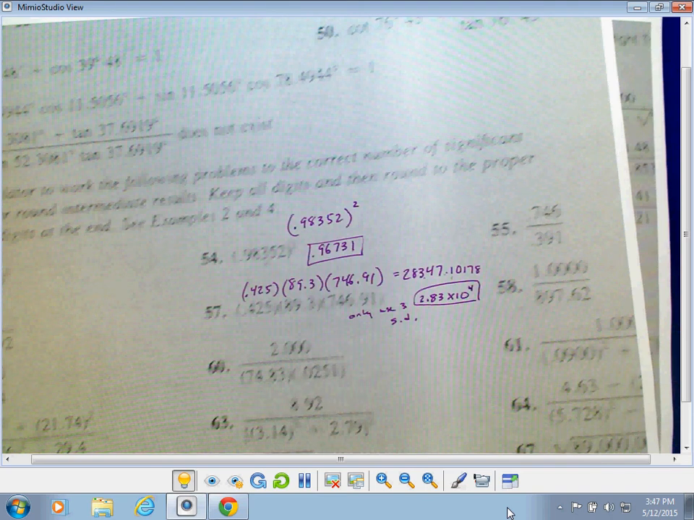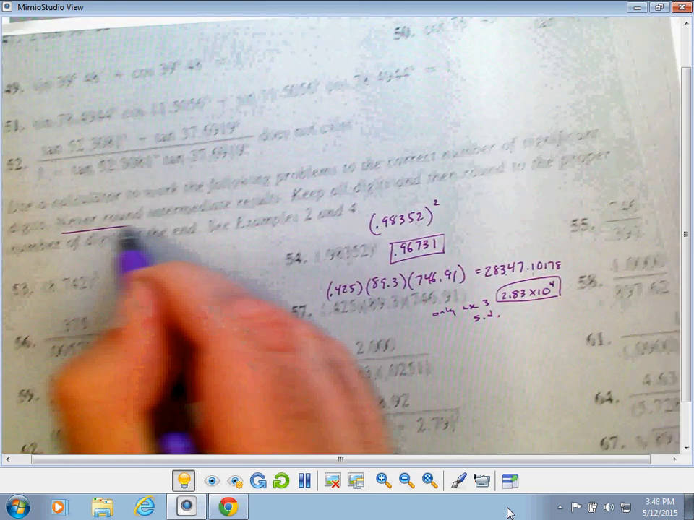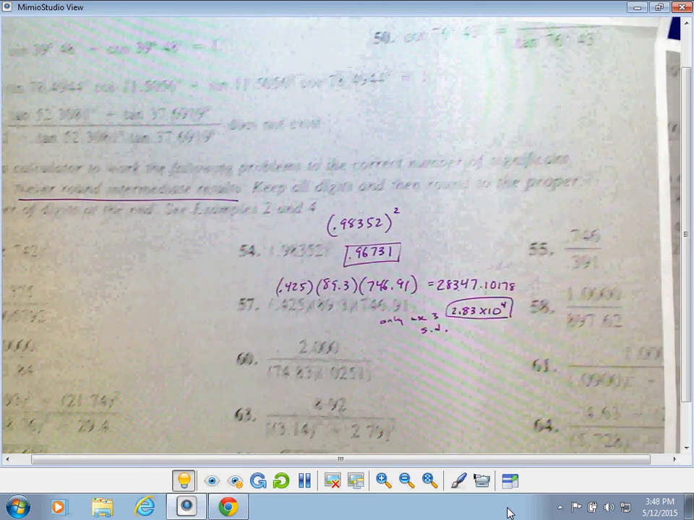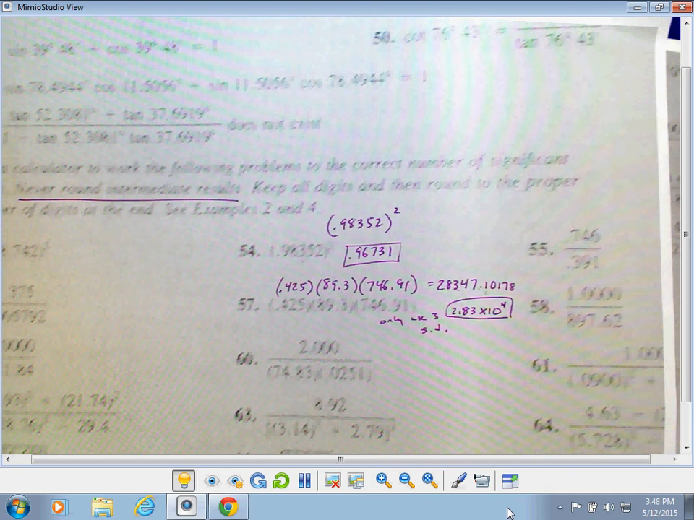Notice that, I don't know if it says it in here or not. Here, never round intermediate results. So you're not supposed to round it until the very end. Right? So if you have to do this thing in parts, then you do the parts and leave them as whole long numbers, but then round the final answer.